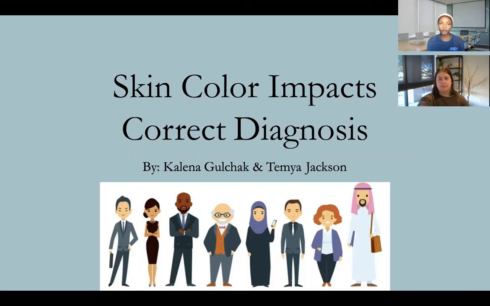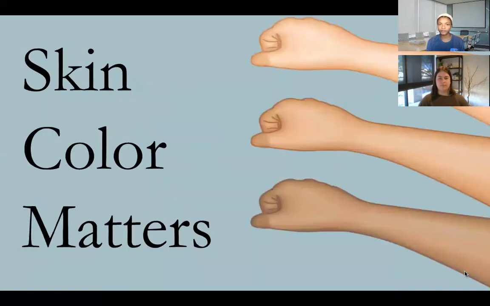Today, we are here to talk about how diagnosis can be impacted by the representation of different skin tones and skin colors in medical textbooks and resources. Early intervention is critical for diagnosing diseases, but diseases appear differently on different skin types. And most medical textbooks only show diseases on light skin.